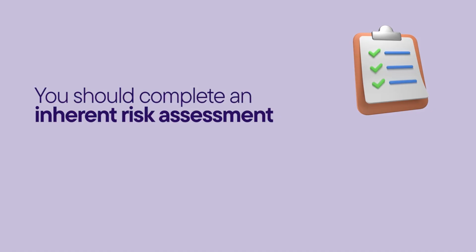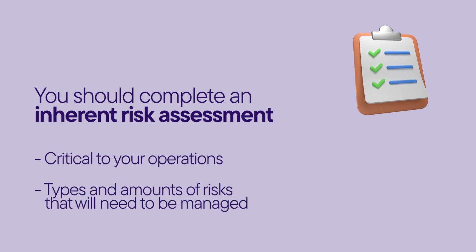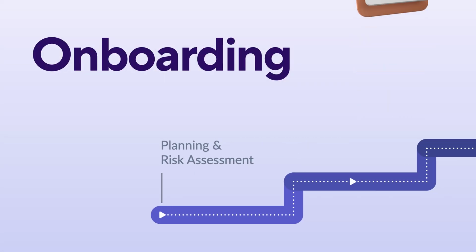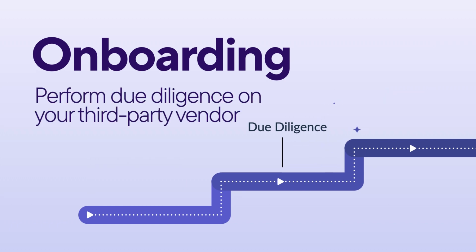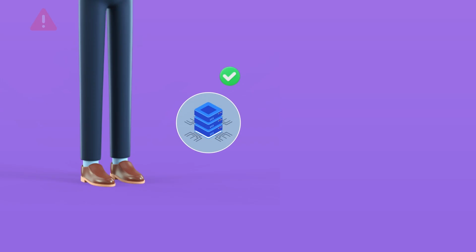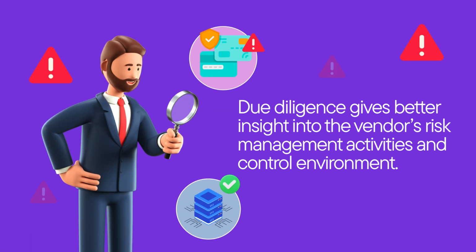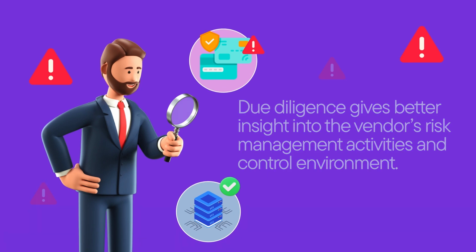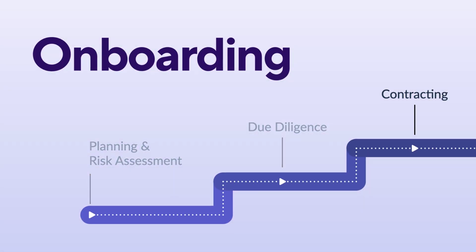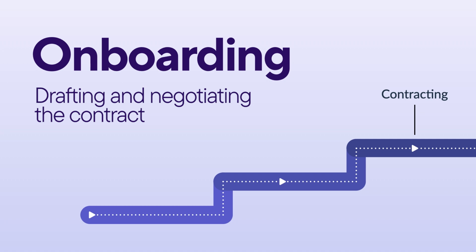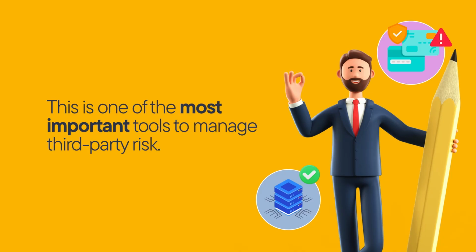You should complete an inherent risk assessment to determine if the vendor's product or service will be critical to your operations, as well as the types and amounts of risks that will need to be managed. Next, perform due diligence on your third-party vendor. Due diligence gives better insight into the vendor's risk management activities and control environment. The final onboarding step is drafting and negotiating the contract. This is one of the most important tools to manage third-party risk.